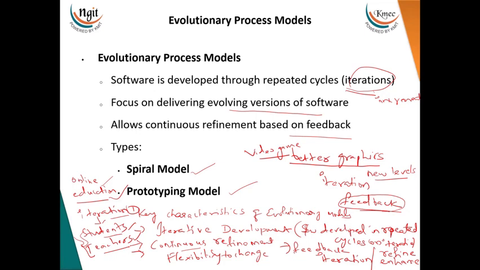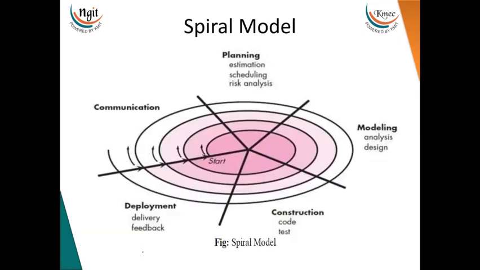Then we talk about some examples of evolutionary process models. The first one is the spiral model, next is the prototyping model, right? So what is the spiral model? You can see the diagram here. This is the diagram for the spiral model. It also has the phases, since we were discussing this from the last many classes: communication, planning, modeling, construction, and deployment. Okay, so communication, planning, modeling, construction, and deployment. All these phases will make your project start and end.